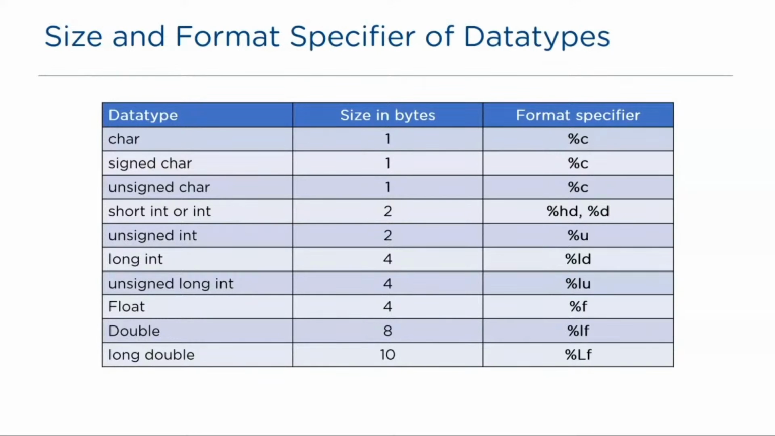Next data type is float. The size is 4 bytes and its format specifier is %f. Double, the size is 8 bytes and its format specifier is %lf. Next we have long double. The size is 10 bytes and its format specifier is %Lf.